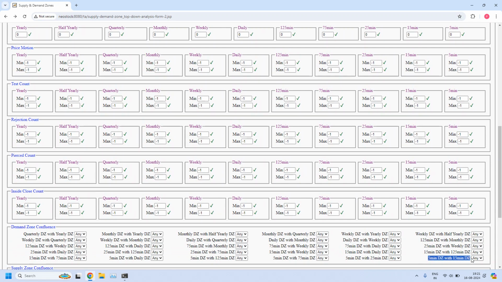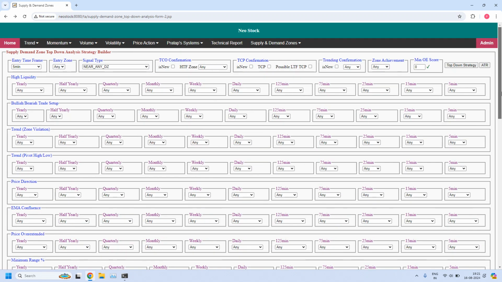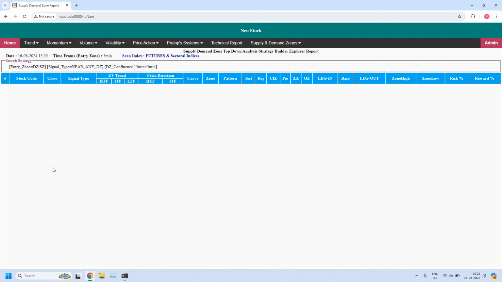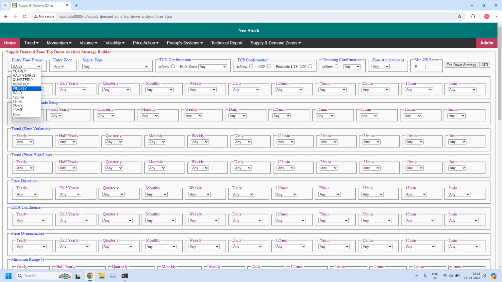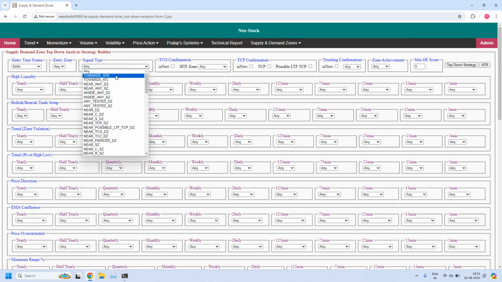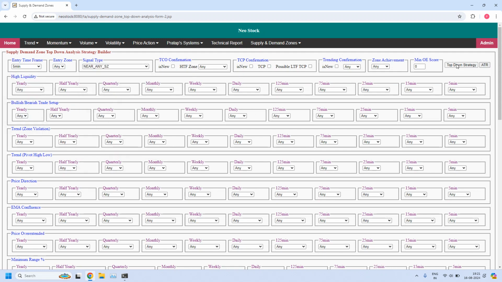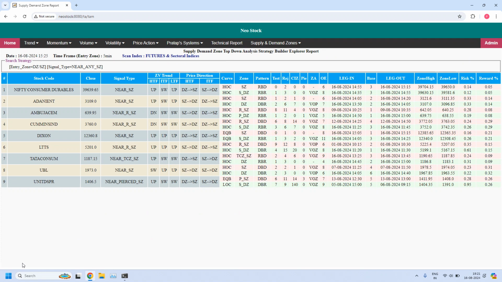So 5 minutes demand zone with 15 minutes demand zone, that is ITF confluence enabled. Let's filter. So none of the stocks are having a zone confluence. And the next report for 5 minutes time frame, let us find the stocks near 5 minutes supply zone. 9 stocks are filtered. And let's verify supply zone confluence.